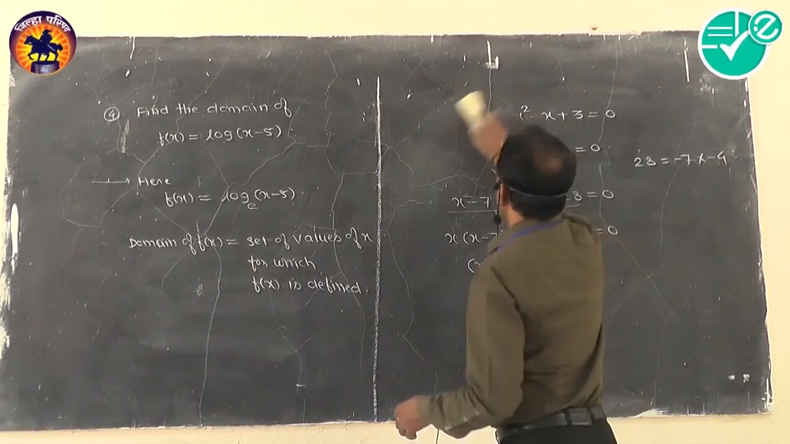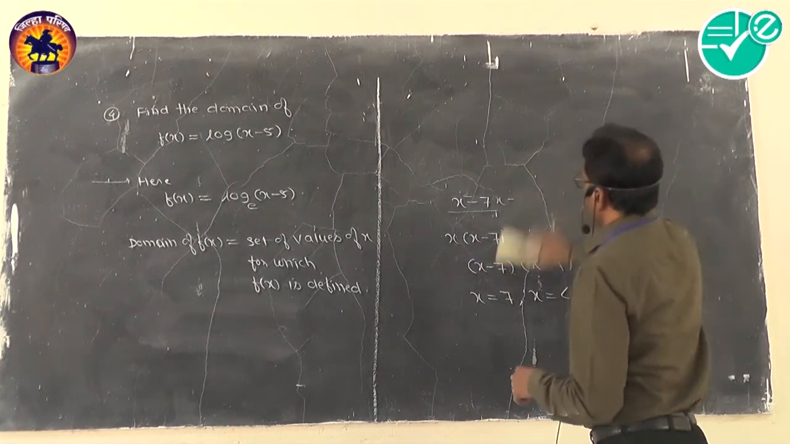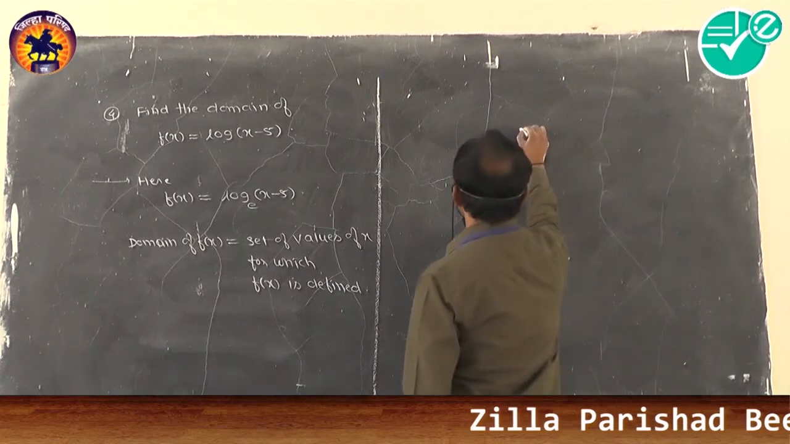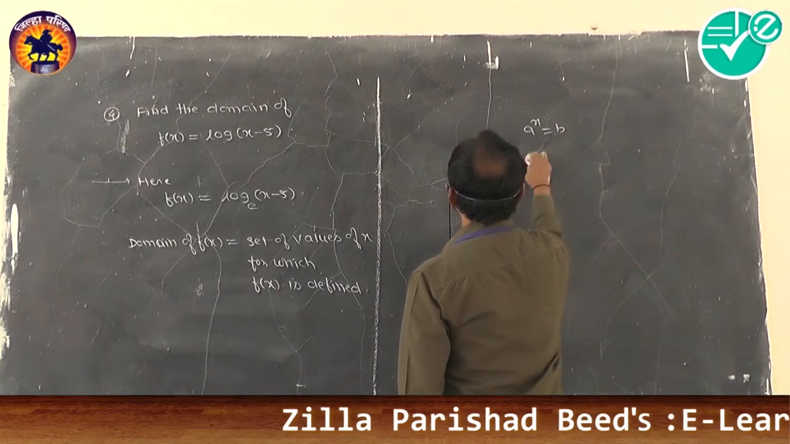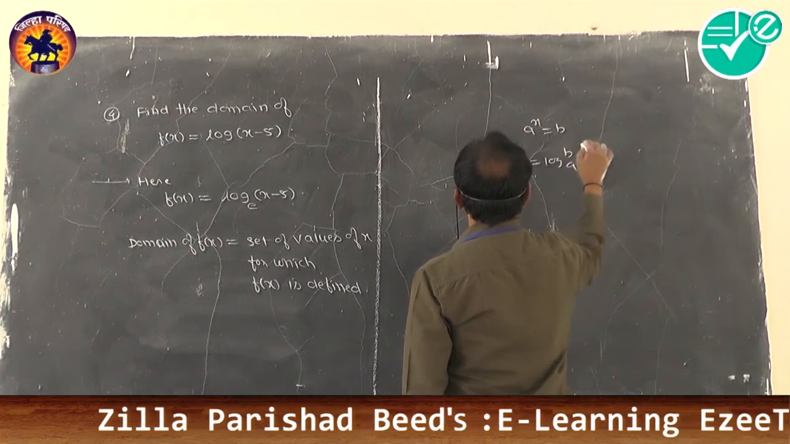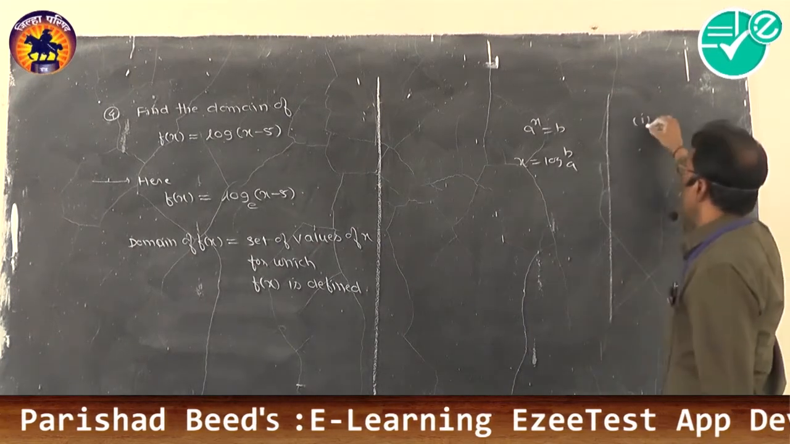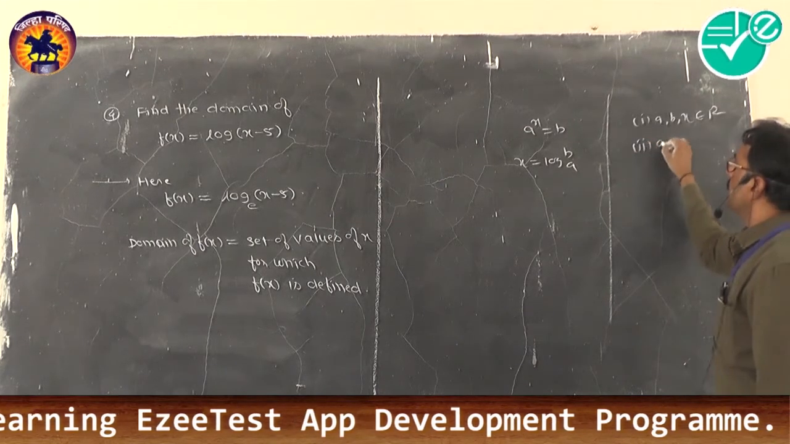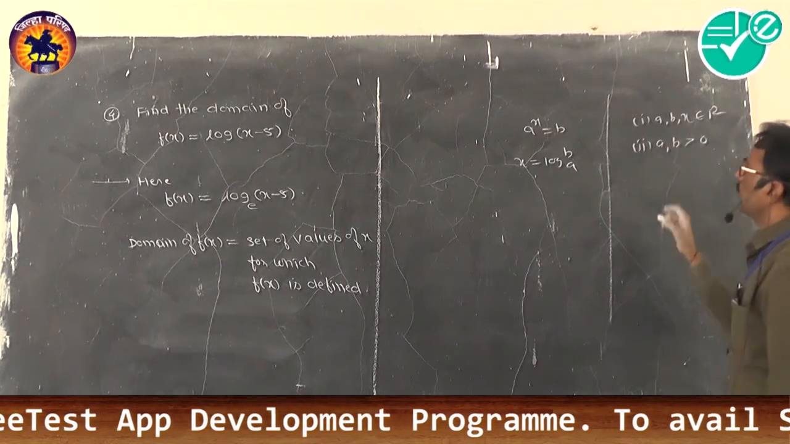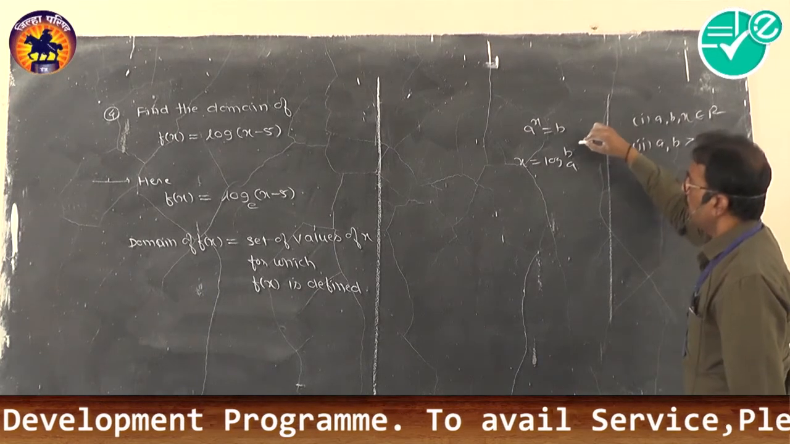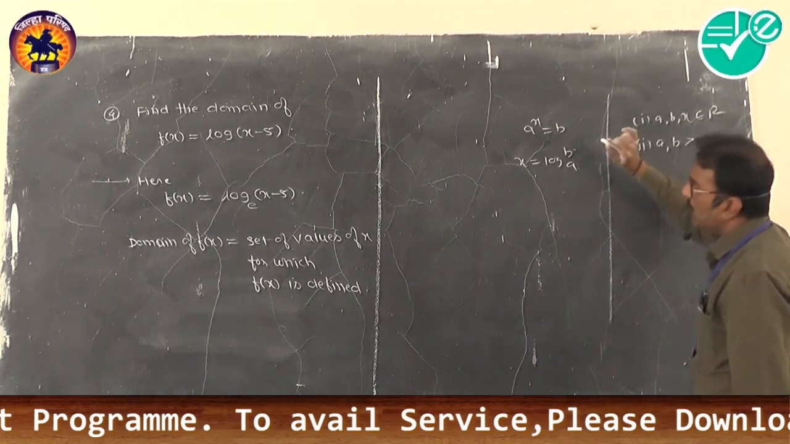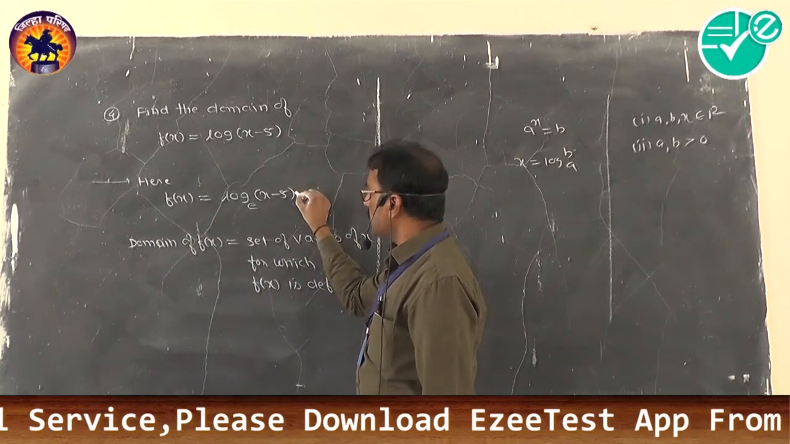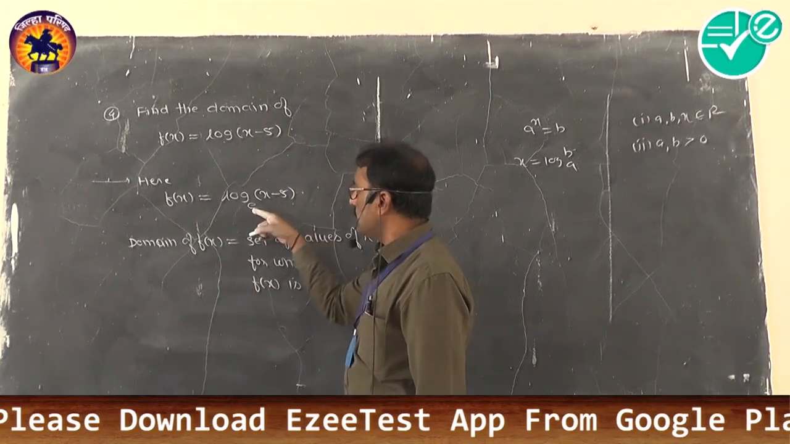Those who are having clear definition about logarithmic function, then remember one thing, a raised to x equal to b, then x equal to log b to the base a. Now what are the basic conditions? This a, b, c all are real. Second condition is a and b both should be greater than 0. Means this logarithmic number and base both are greater than 0, means this logarithmic function is defined if this x minus 5 is positive and e is positive.